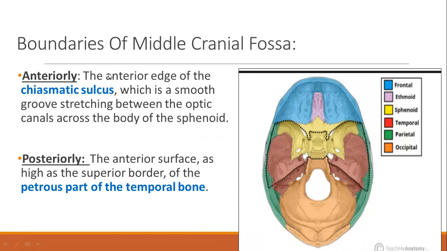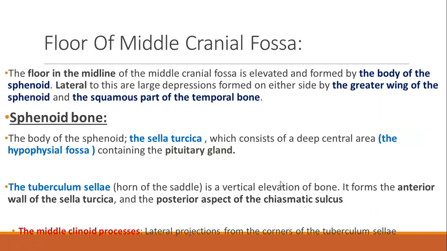For the boundaries, anteriorly we have the anterior edge of the chiasmatic surface, which is a smooth groove stretching between the optic canals across the body of the sphenoid. And posteriorly, the anterior surface, as high as the superior border of the petrous part of the temporal bone. So this is the one. Floor of the middle cranial fossa.